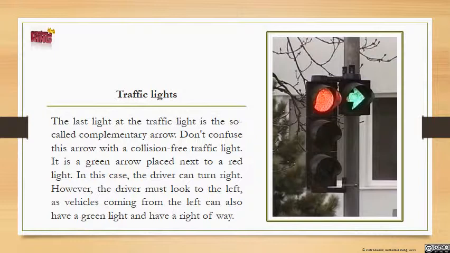The last light at the traffic light is the so-called complementary arrow. Don't confuse this arrow with a collision-free traffic light. It is a green arrow placed next to a red light. In this case, the driver can turn right. However, the driver must look to the left, as vehicles coming from the left can also have a green light and have a right-of-way.